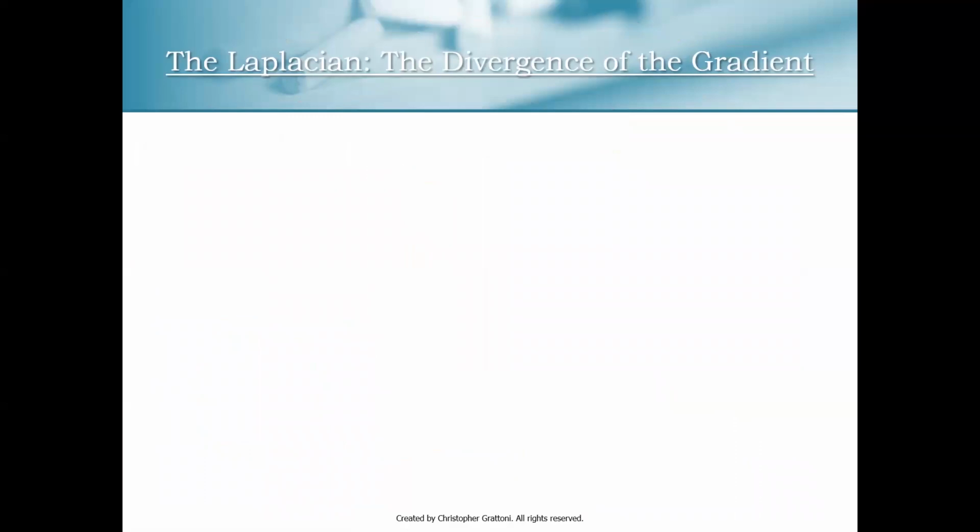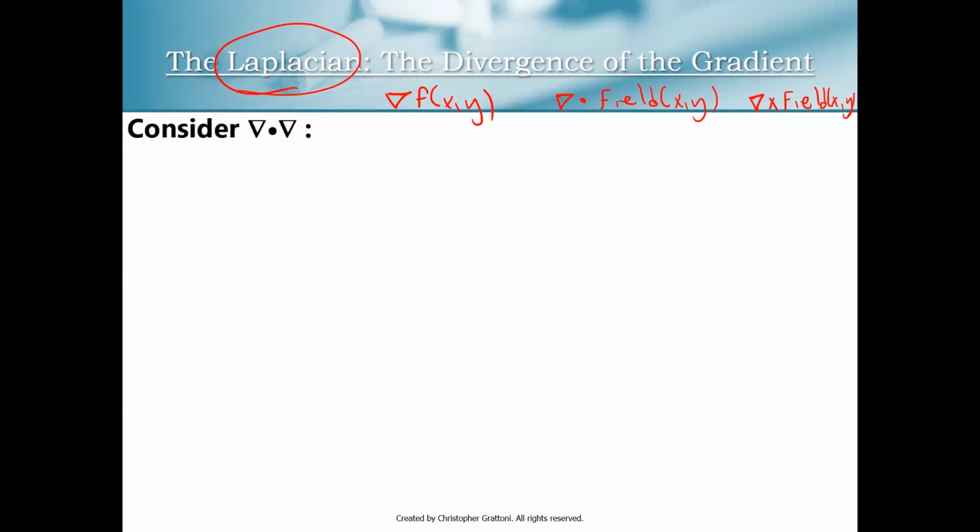And then our last idea for this PowerPoint is to talk about the Laplacian. So think about what we've done so far. We've multiplied the vector del by the scalar f. We've taken the dot product of the vector del and a vector field. And we've also looked at del cross a vector field. Here's one more thing we haven't tried. If del is a vector, why not take the dot product of del with itself?